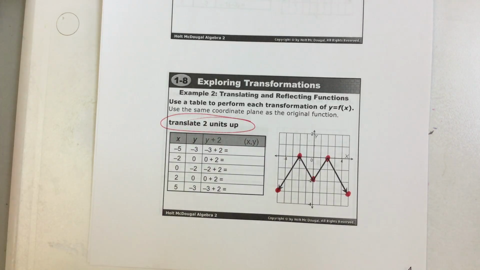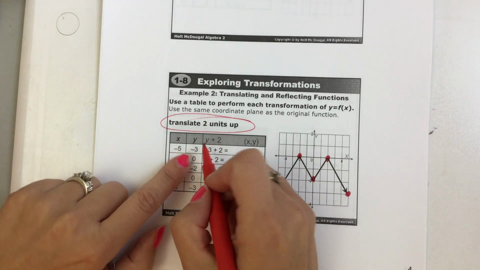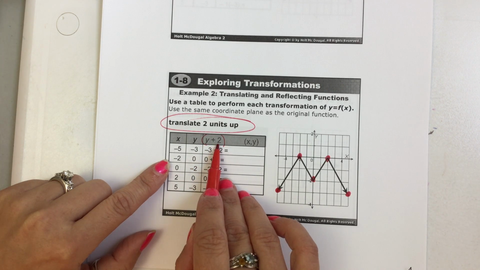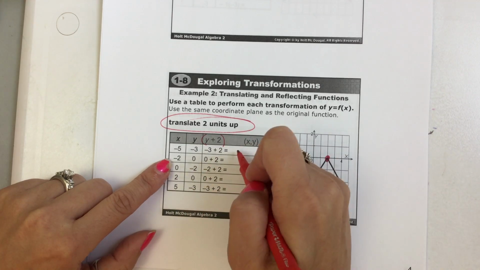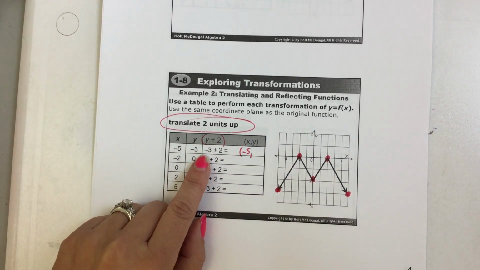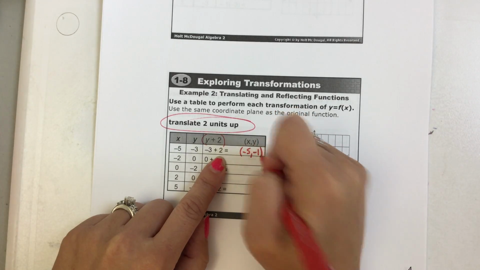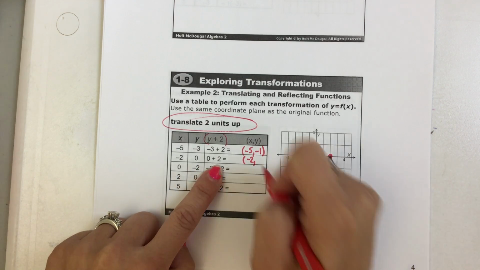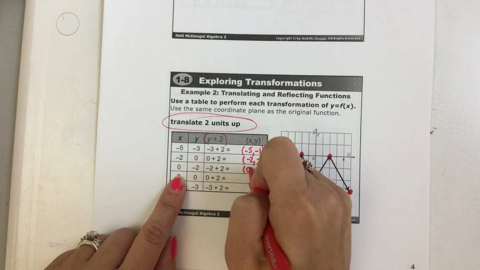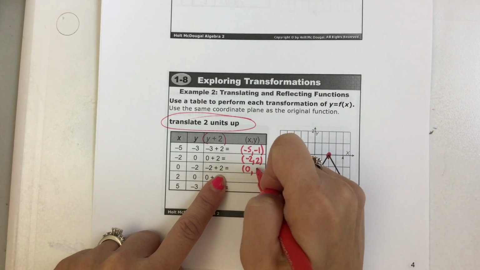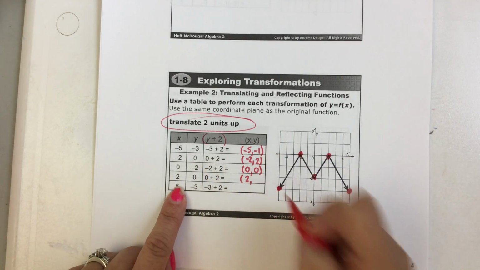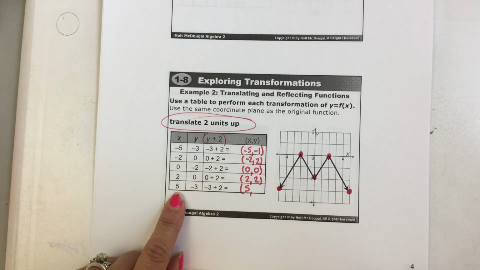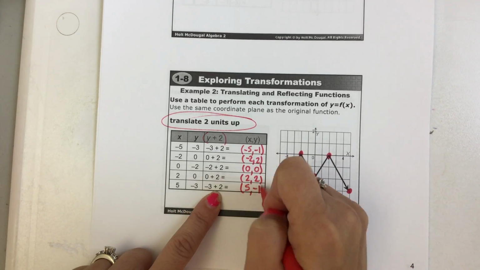If they want us to translate it up 2, remember if it's up, what that means is you keep the x the same, up and down is y. So what you do is you take all of the y's and you add 2. So the x would stay the same. The y was -3 plus 2, now -1. The x stays the same. The y was 0. 0 plus 2, now it's a 2. The x stays the same. The y was a -2. When I add 2, it becomes 0. The x stays the same. The y was 0. 0 plus 2 is 2. The x is the same. Take the -3 plus 2, it's a -1.